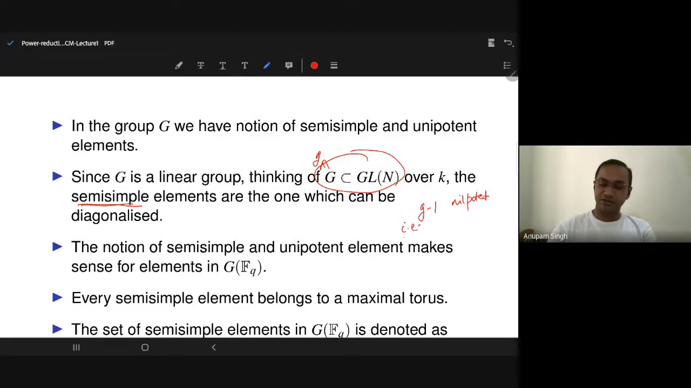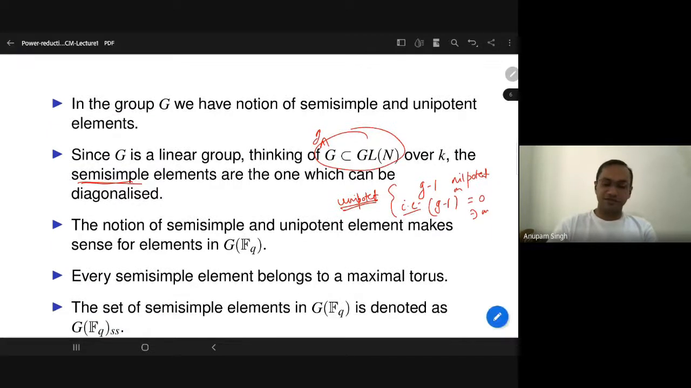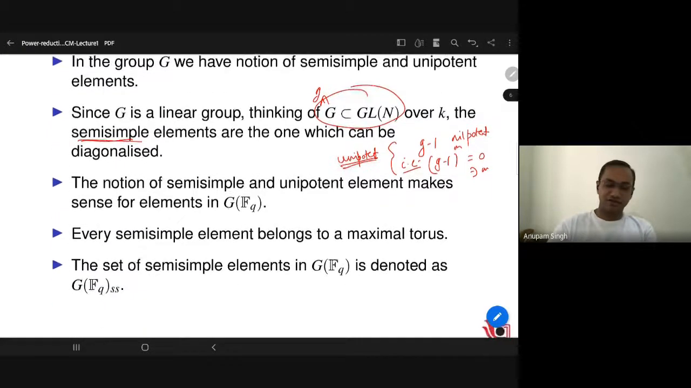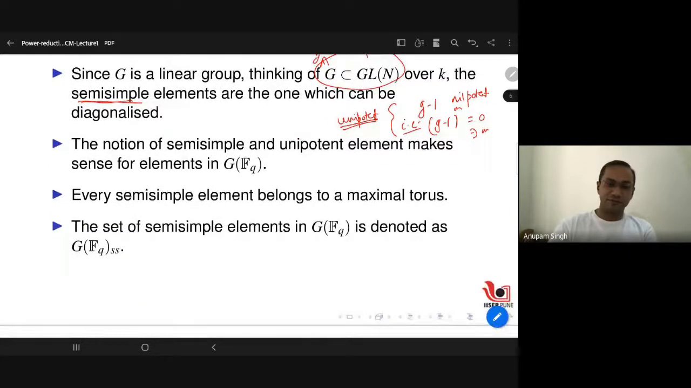That is to say that (g − 1) to the power some m is 0, right? There exists such m. Then you say that such an element is unipotent. So this is the definition of a unipotent element, right? And these definitions make sense over the base field also, in particular for the group G(F_q).